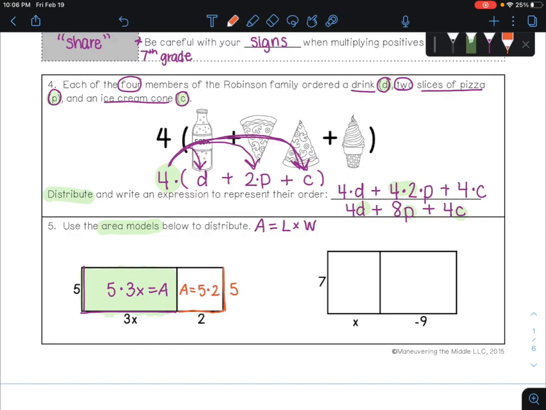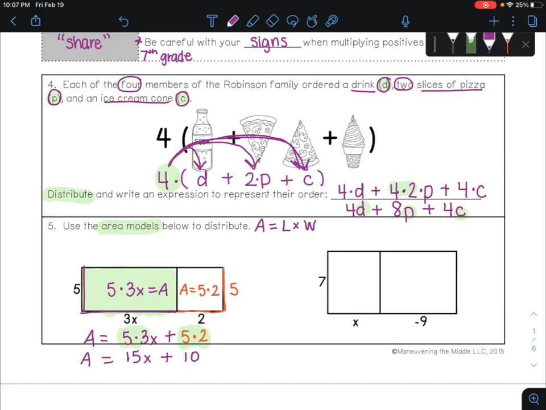So if we wanted the total area of this whole shape, we would have to add these 2 pieces. So we would say the area is 5 times the 3x plus 5 times 2. And we could definitely simplify that a little bit, because we could do the 5 times the 3 and the 5 times the 2. So we'd get 15x plus 10 is the area.